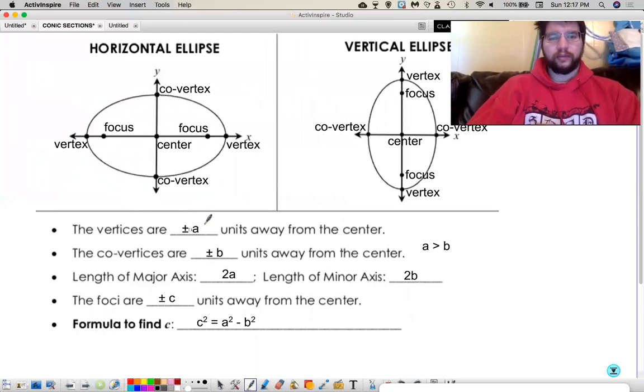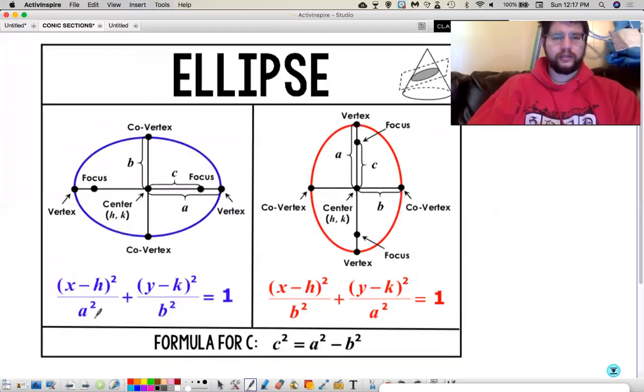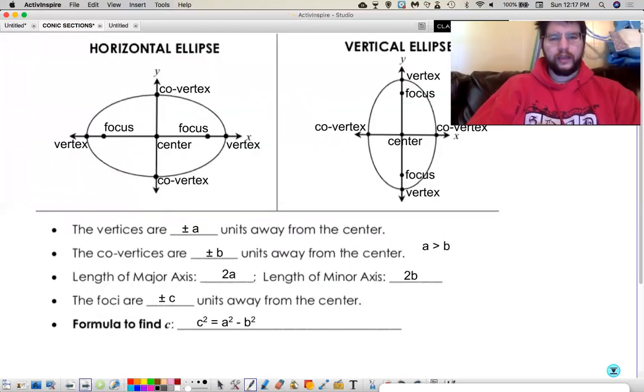So the vertices are plus or minus a units away from the center. So you've got your center, your vertices are a units away. If we look over here, a is the denominator here. If it's horizontal, it's on the x. If it's vertical, it's on the y. And plus or minus b is where your co-vertices are from the center. A is always bigger than b. That's just how it goes. Because the major axis is 2a, the minor axis is 2b.